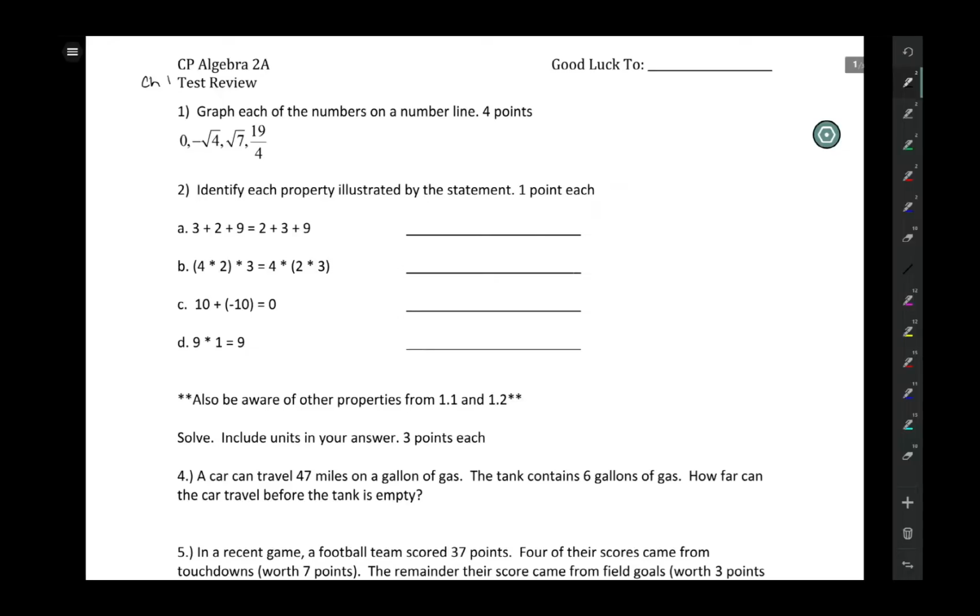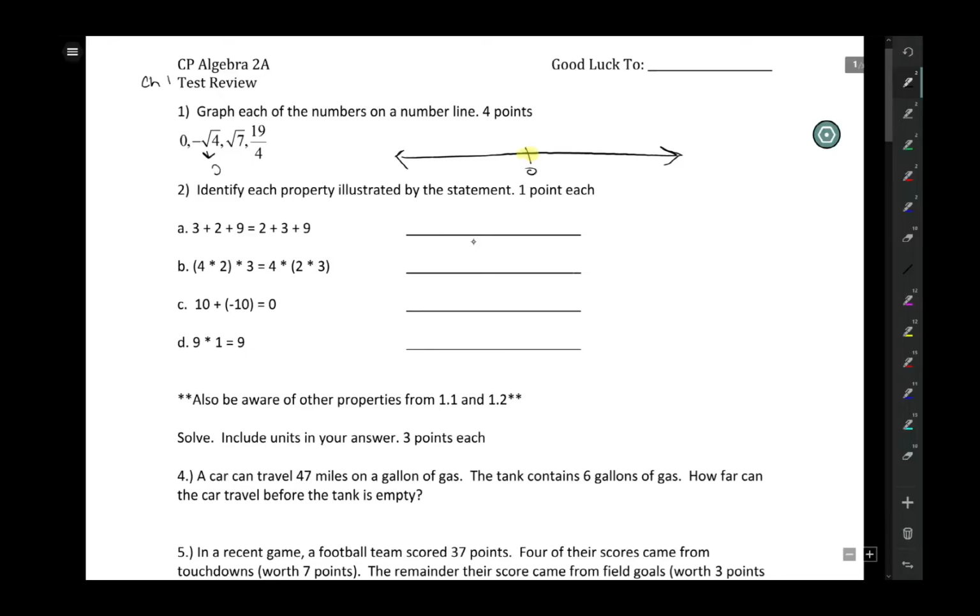Graph each on a number line. All right, draw your number line. Make sure you have zero in there, okay? Make sure zero's included. And from there, you are simply, well, you needed zero anyway, put them all into a decimal or something you can kind of recognize.